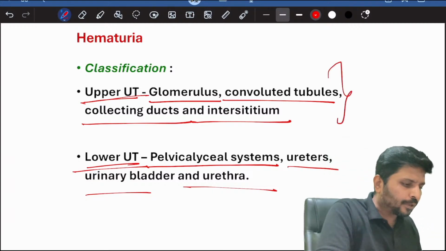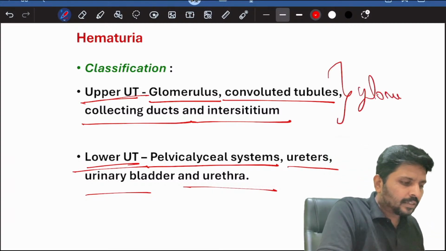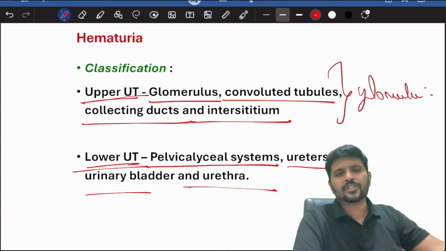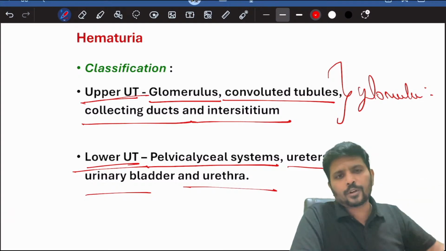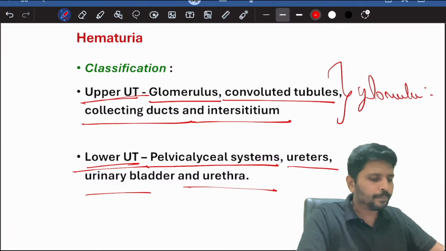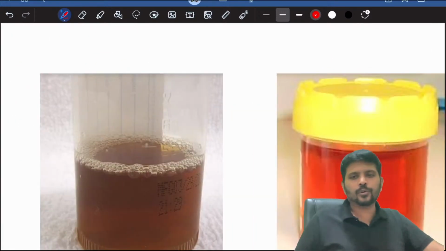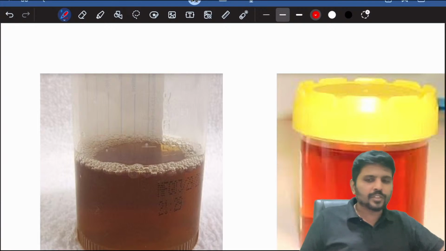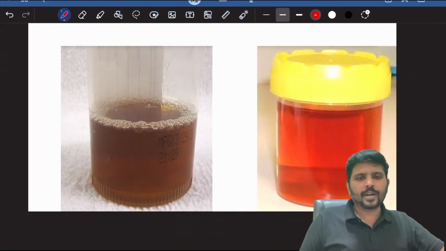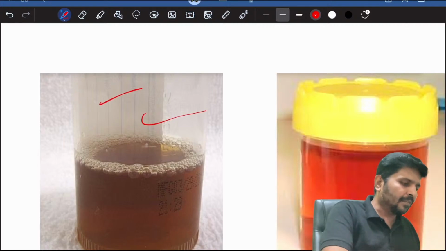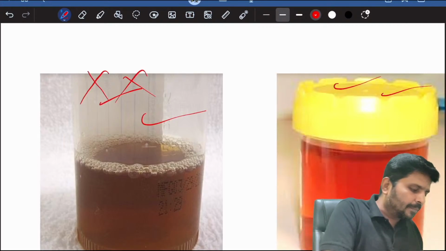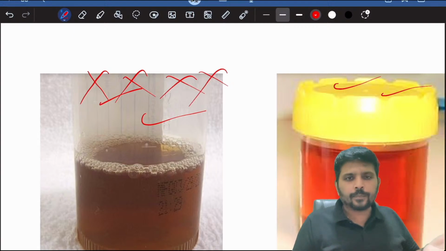Yes, this is glomerulus. Your upper urinary tract includes the glomerulus, convoluted tubule, collecting tract, interstitium. Lower includes these things. Look at this photo. Can you tell me which is glomerular and which is non-glomerular? What is the color of this urine?